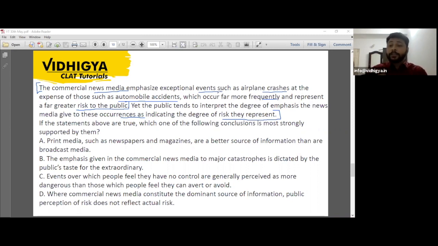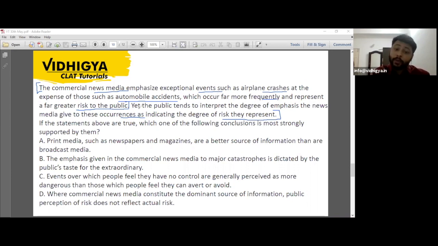Okay, now it has given further information that which occur far more frequently and represent a greater risk to the public. Specifically it talks about the automobile accidents and the frequency of automobile accidents and the risk that they pose to the public is being greater than the risk caused by the airplane crashes to the public specifically. So these things are creating more risk.